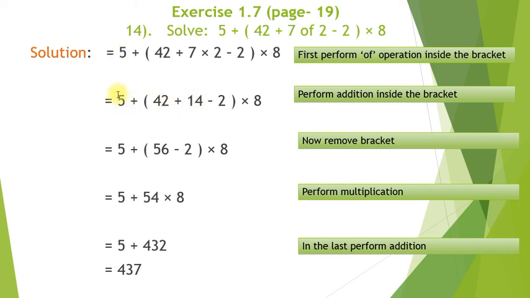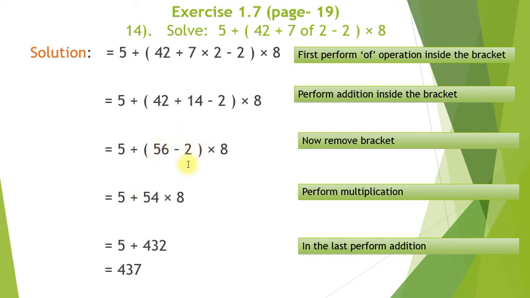First of all you have to copy the above sum: equal to sign, 5 plus, this is 42 plus 14 minus 2 in the bracket, multiplied by 8. Now we have to solve this. 42 plus 14 we get 56, minus 2 inside the bracket. Copy the rest of the part. Okay. Now equal to sign, 5 plus.